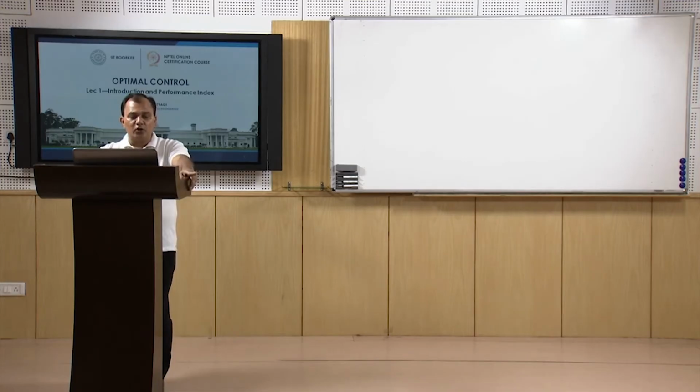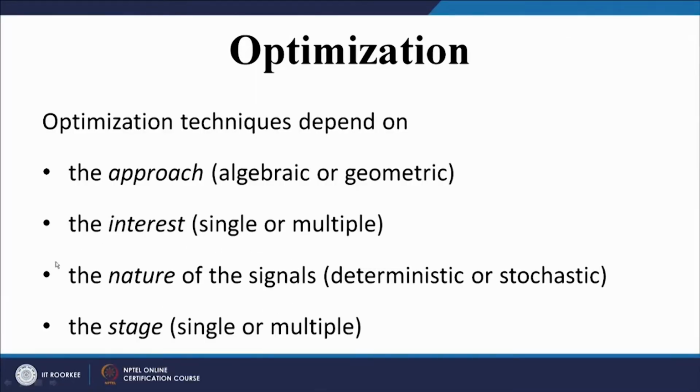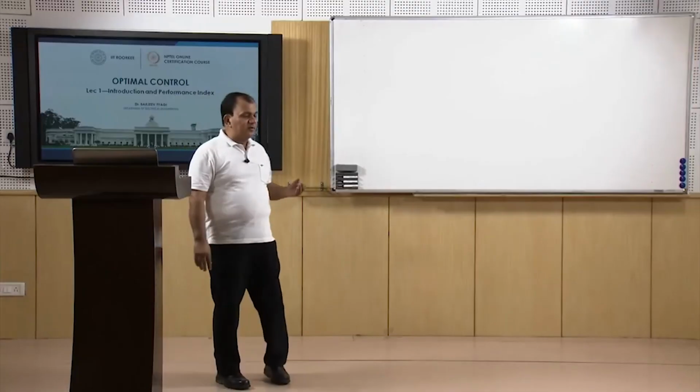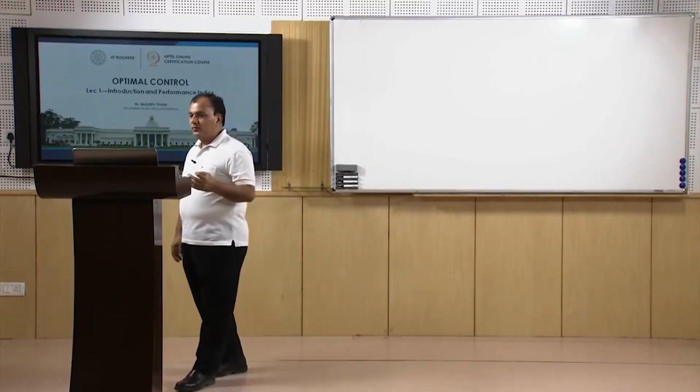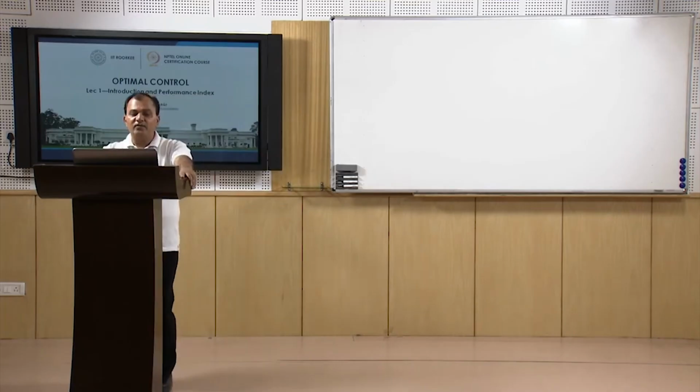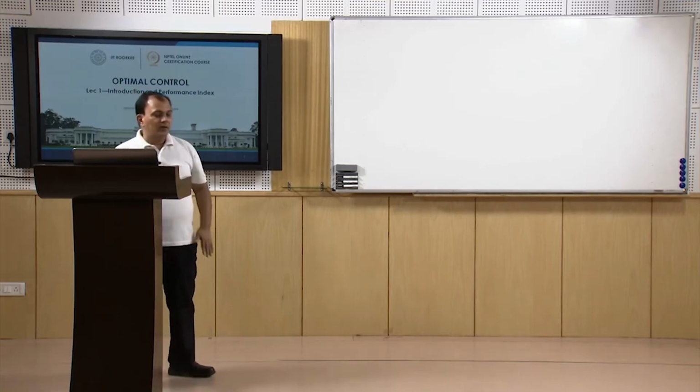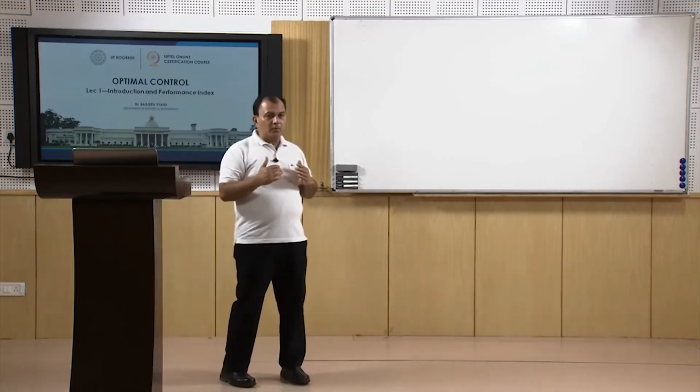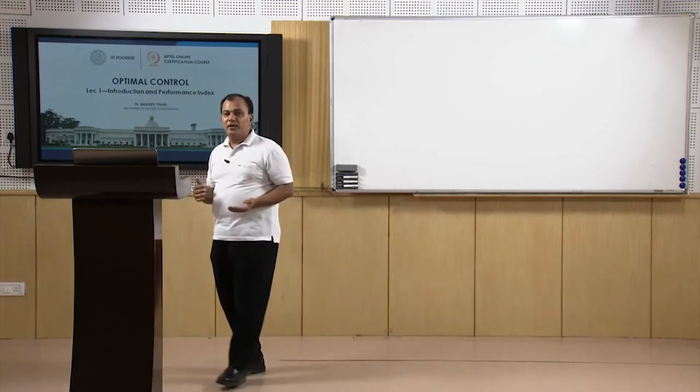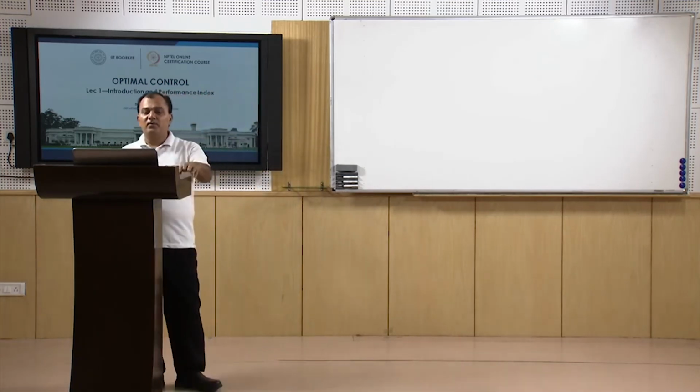As we are dealing with control, we have to take signals. So, the third point on which optimization depends is the nature of my signal. That may be deterministic or stochastic, means I can have signals in a pure form or I can have signals affected by noise, which we call stochastic signals. And the stage may be single or multiple. Stage means whether in one shot we get the optimal values or we use multiple stages to get the optimal value.